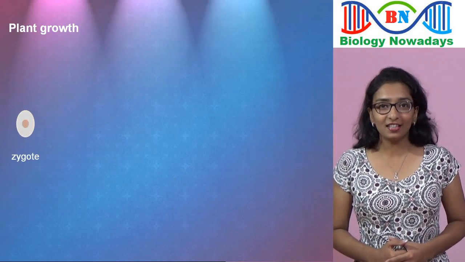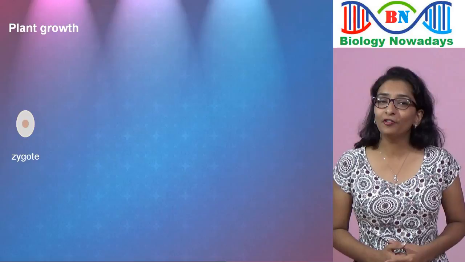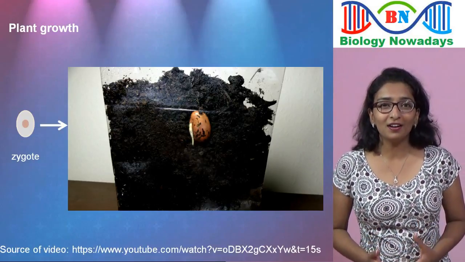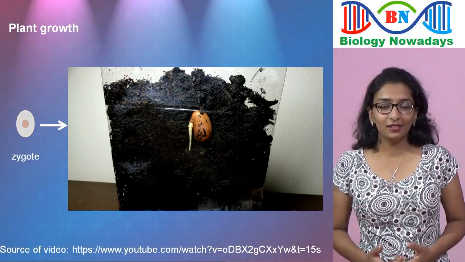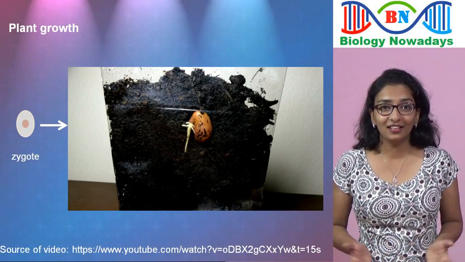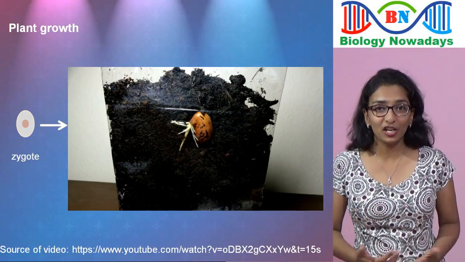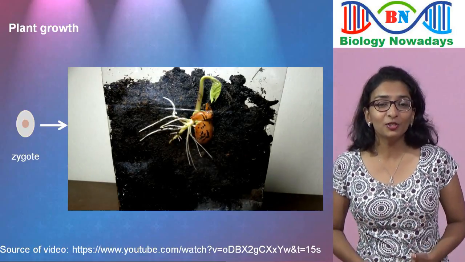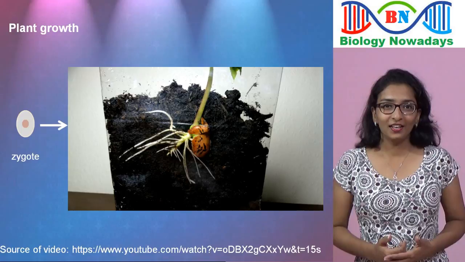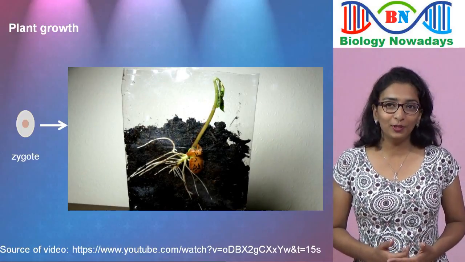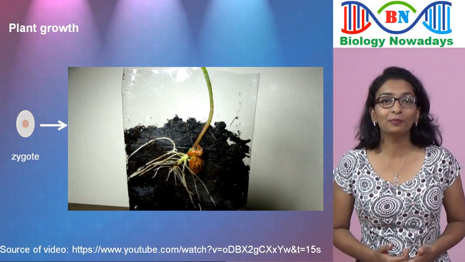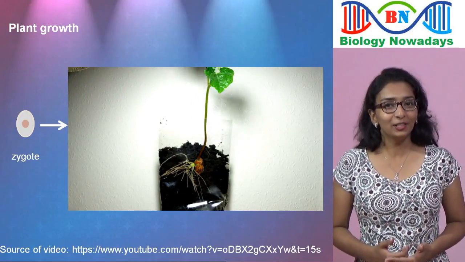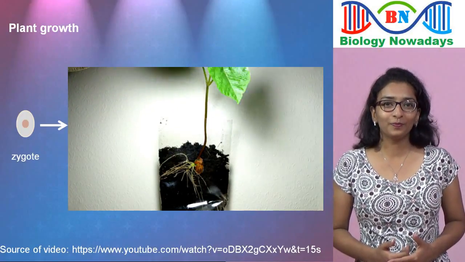From a single cell zygote begins the life of a plant. It does not simply increase its mass and volume as it grows, but it differentiates, develops, and takes shape, forming a variety of cells, tissues, and organs. This beautiful time-lapse video shows the germination of a pea seed. Watch the full video by clicking the link given in the description box below.